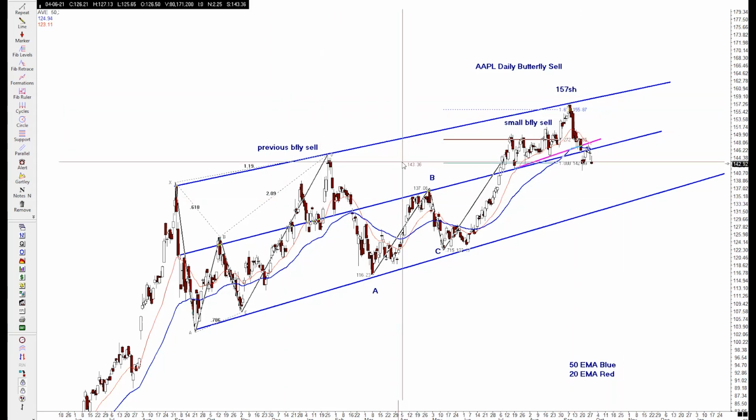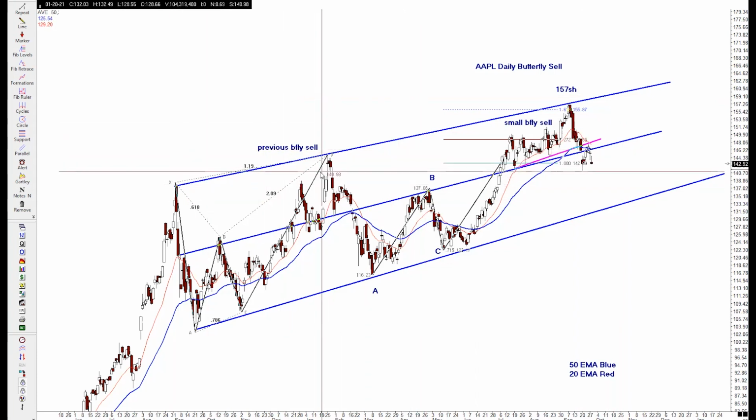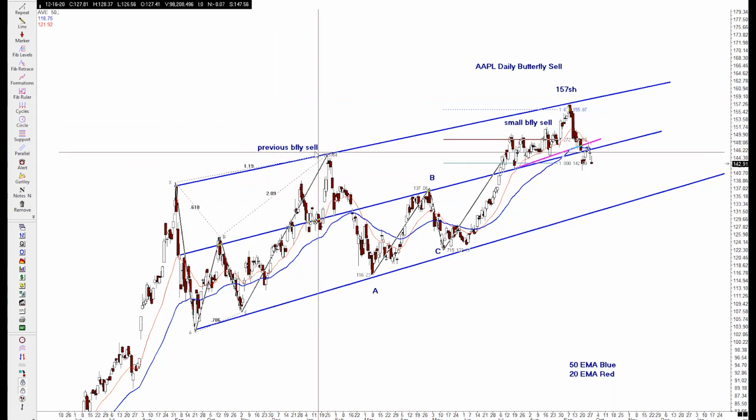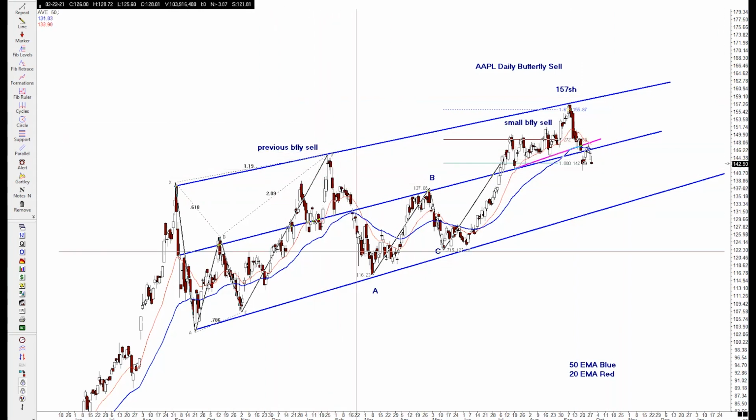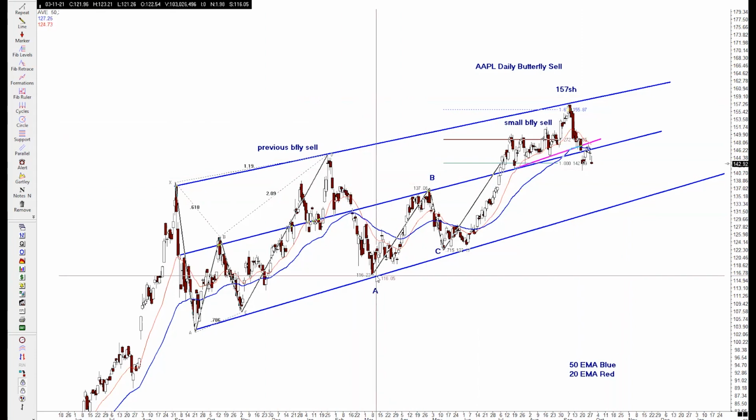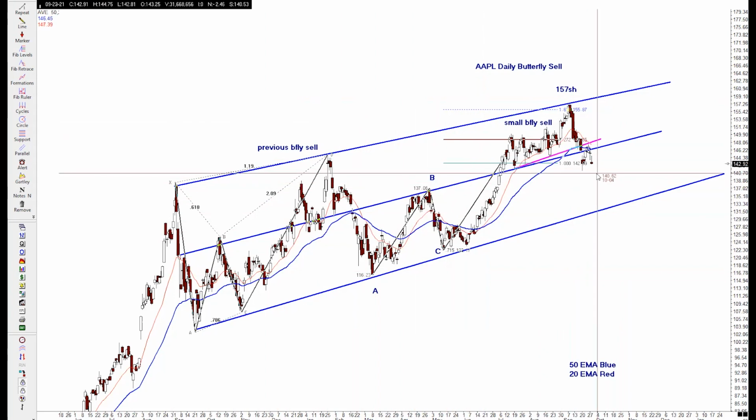Apple had been forming a series of bearish patterns. Back here, all the way from last January, there was a butterfly sell pattern. You can see it came all the way down and found support at that lower trend line. Same with this one here. And so that's why I'm expecting Apple to potentially get down to this lower one.